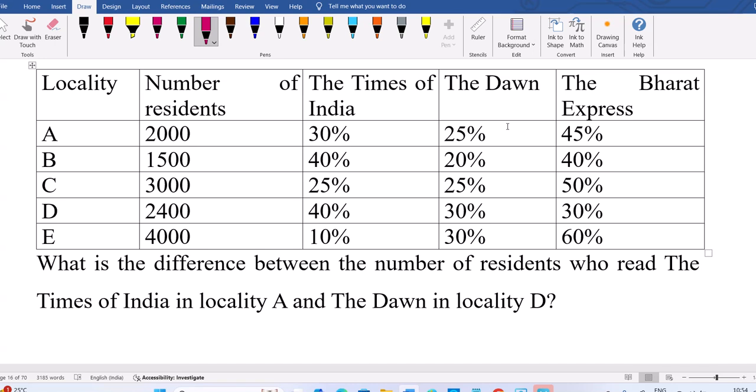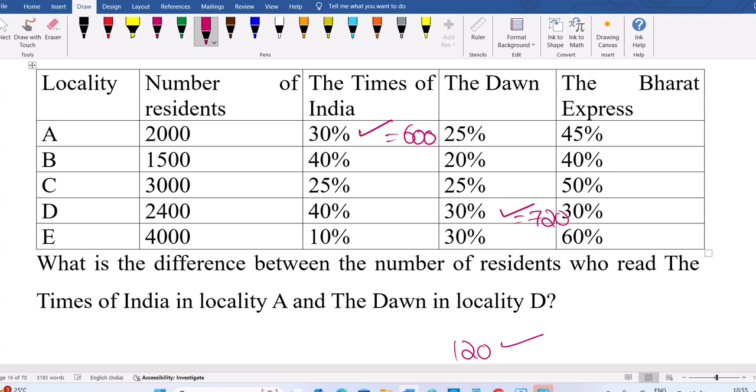But sir, I don't need all that data. In data interpretation, what is very important is first read the data given, and read the question. What is the question they've given? Difference between the number of residents who read Times of India in locality A and the Dawn in locality D. So 30% of 2000 is 600. 10% is 200, so 30% is 600. Here, the Dawn in locality D, 10% is 240, 30% is 720. Difference is 120.